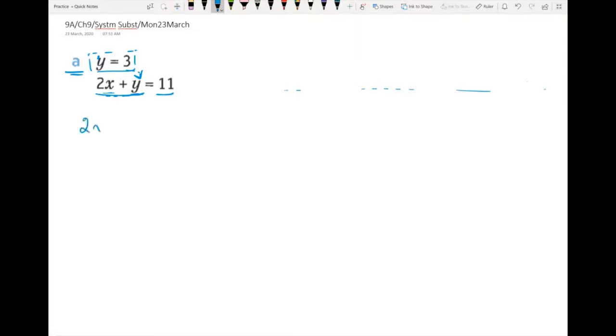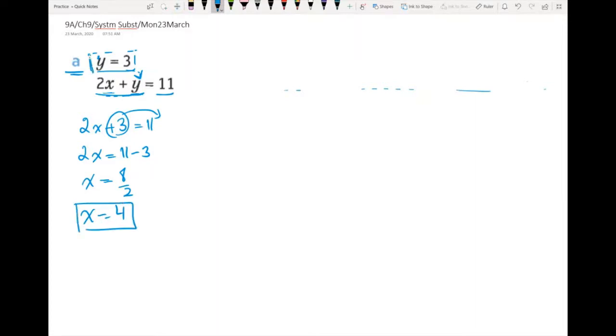So 2x plus 3 is equal to 11. So 2x is equal to 11 minus 3, because I take the 3 to the other side, and then I divide the answer, which is 8, by 2, and x is equal to 4. So we already have y equals 3, and now I found x equals 4.